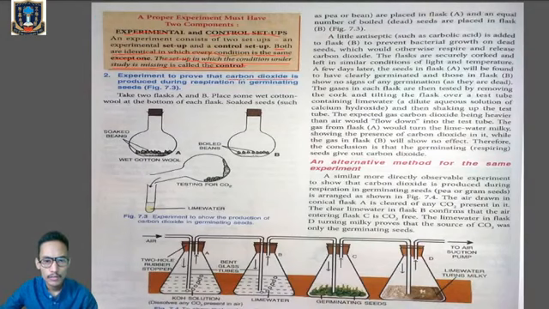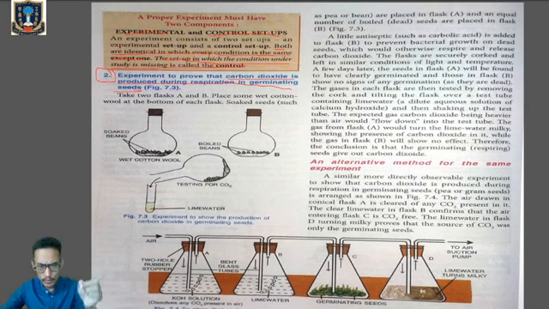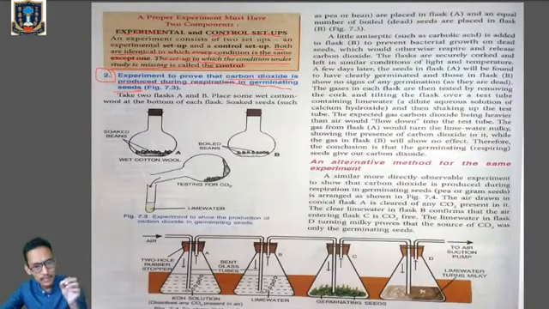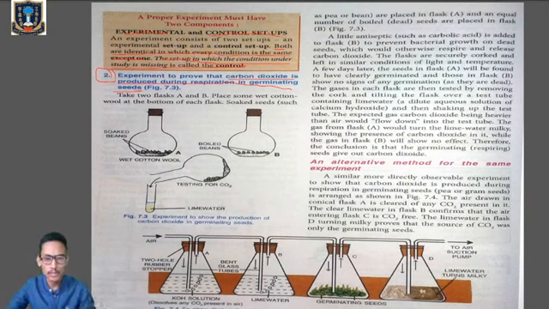is produced during respiration in germinating seeds. So what is the aim of the experiment? Our aim is to prove that carbon dioxide is produced during respiration in germinating seeds. So we are trying to prove that carbon dioxide is being produced by the germinating seeds during respiration. Our first experiment was to prove that oxygen is used up in respiration. Clear? Our second experiment is that carbon dioxide is produced, it's not used, but it is produced during respiration by the germinating seeds.